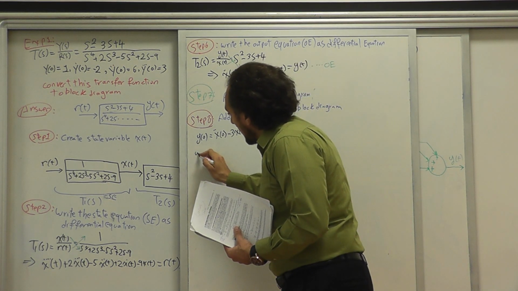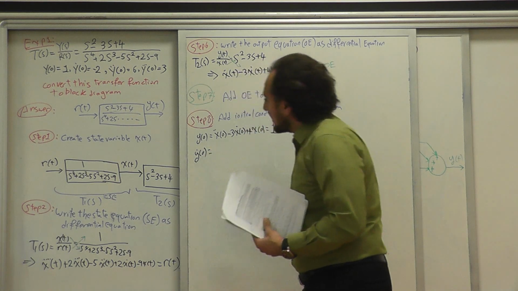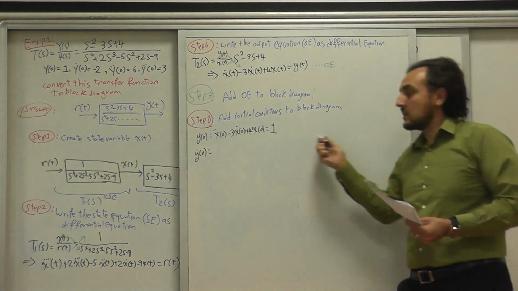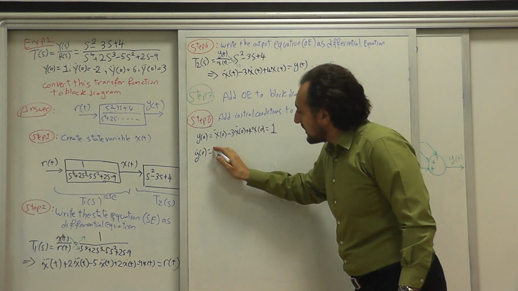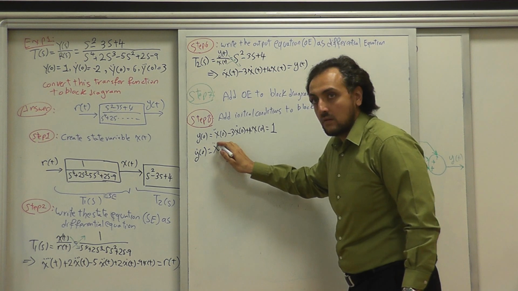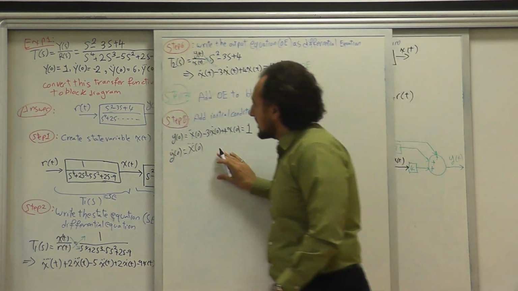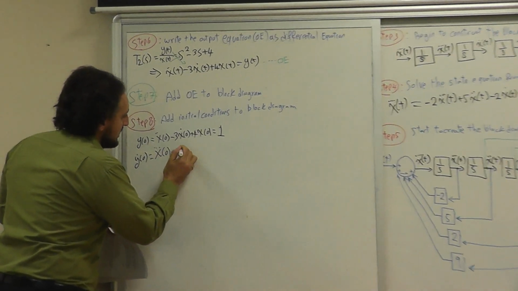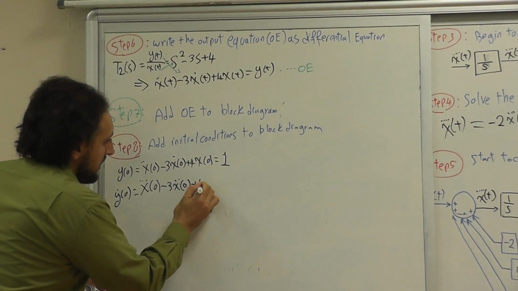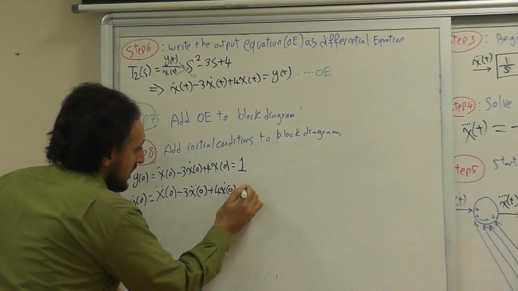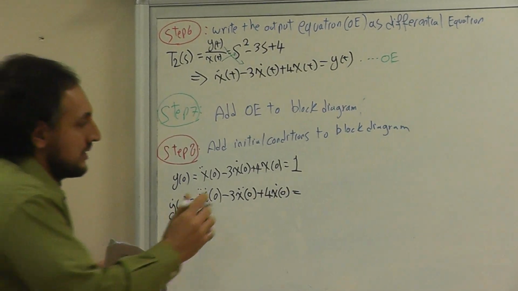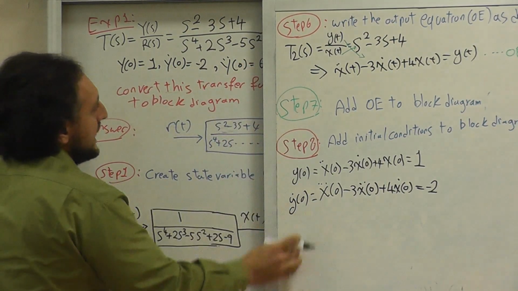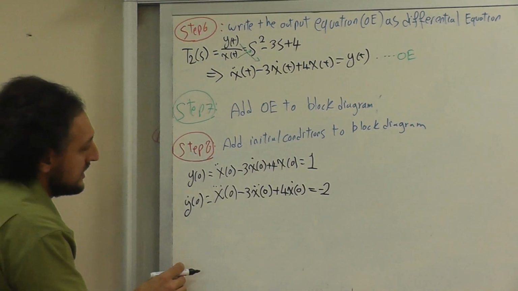Let's go now to y dot 0. What is y dot 0? It's the derivative of this equation only. Yes. So it will be x3 dot 0 minus 3 x2 dot 0 plus 4 x dot 0 equal to what? Minus 2, which is 0, minus 2. The next one is equal to 6.